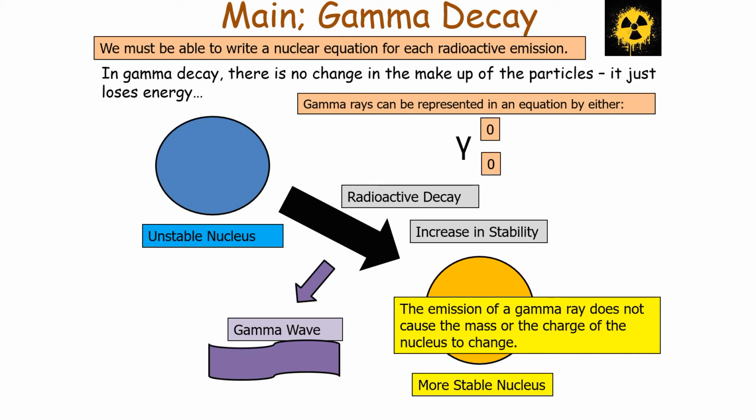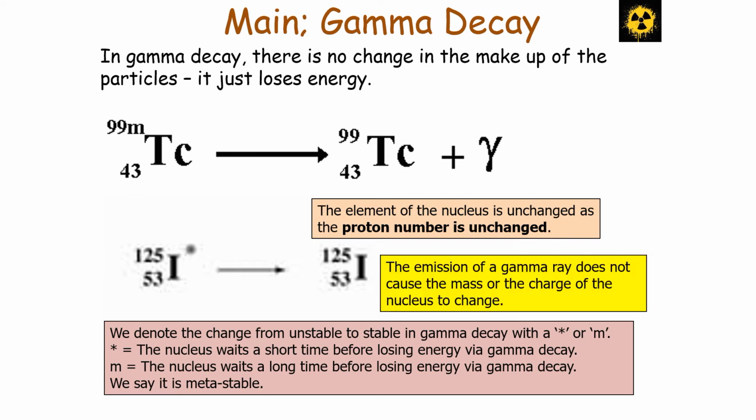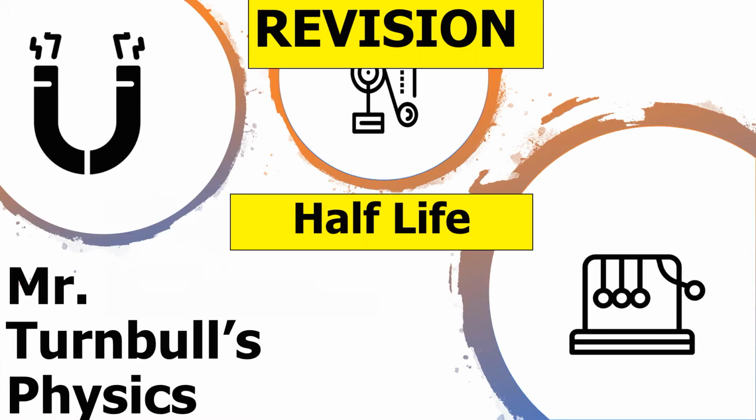So the emission of a gamma ray does not cause the mass or the charge of the nucleus to change. In gamma decay, the atomic number and the atomic mass number have not changed, so the proton number is unchanged, so the element of the nucleus is unchanged. And the next thing we're going to cover is half-life.